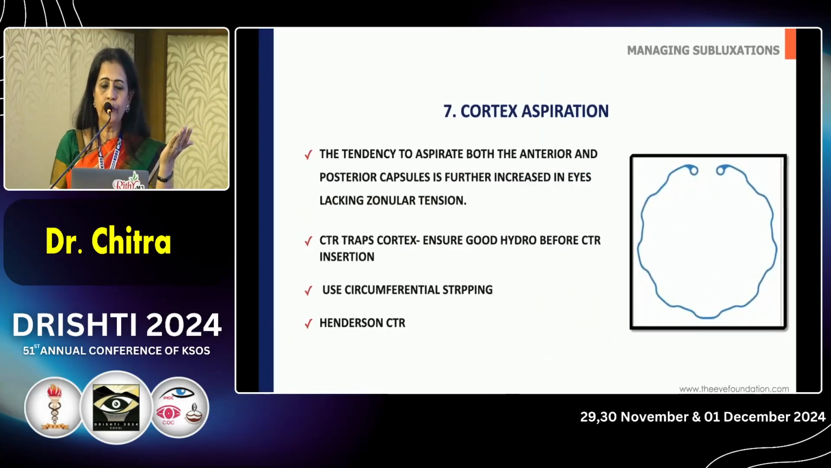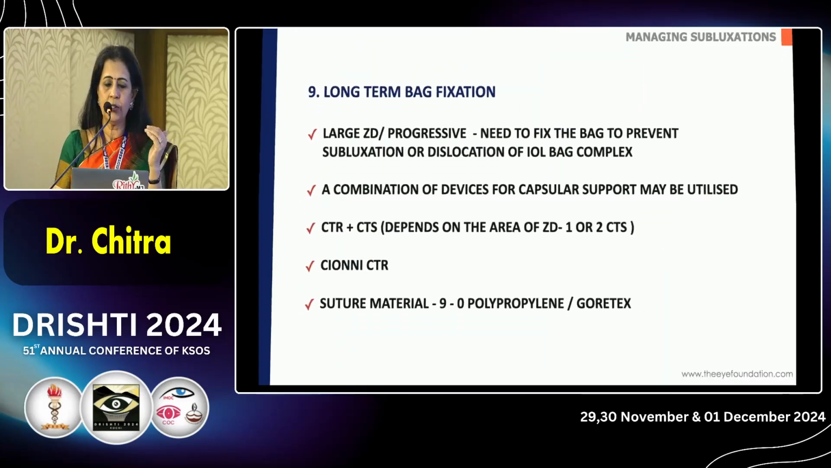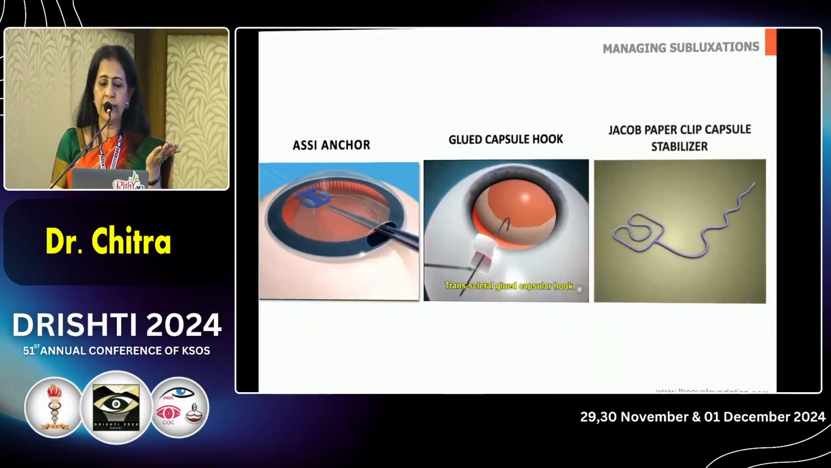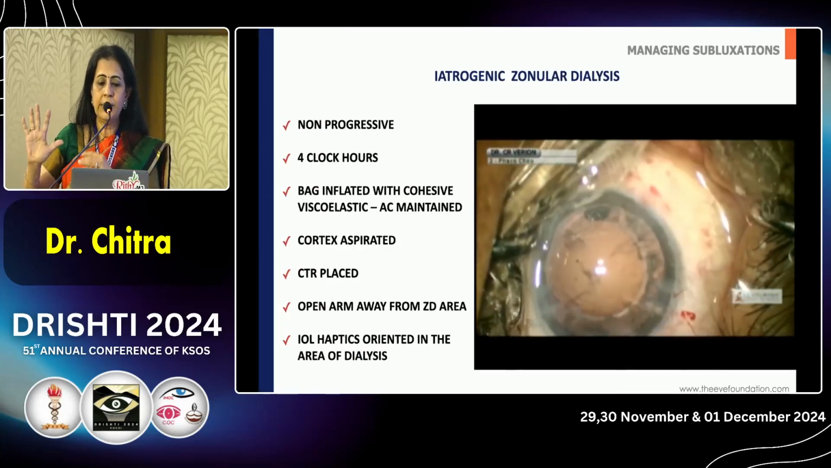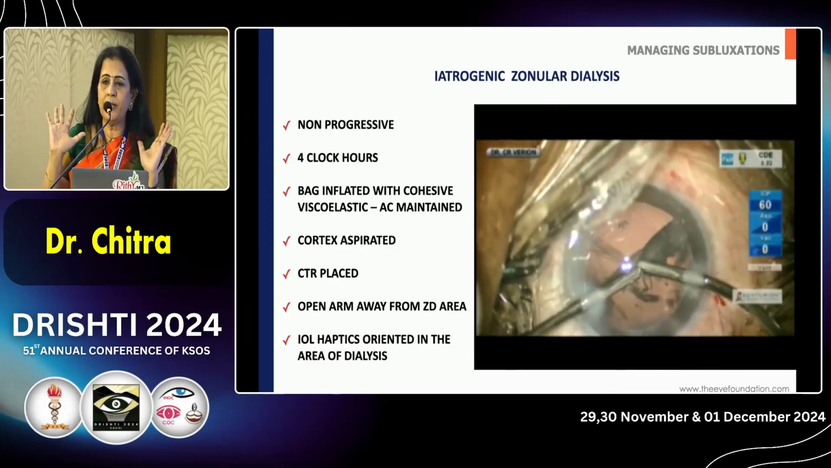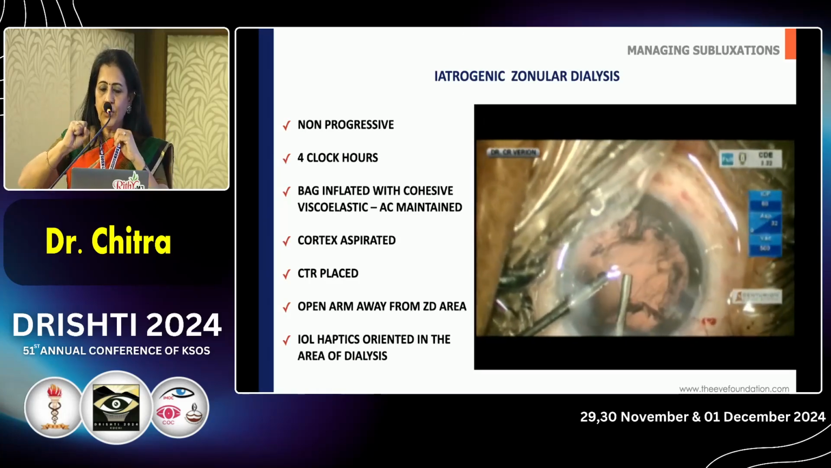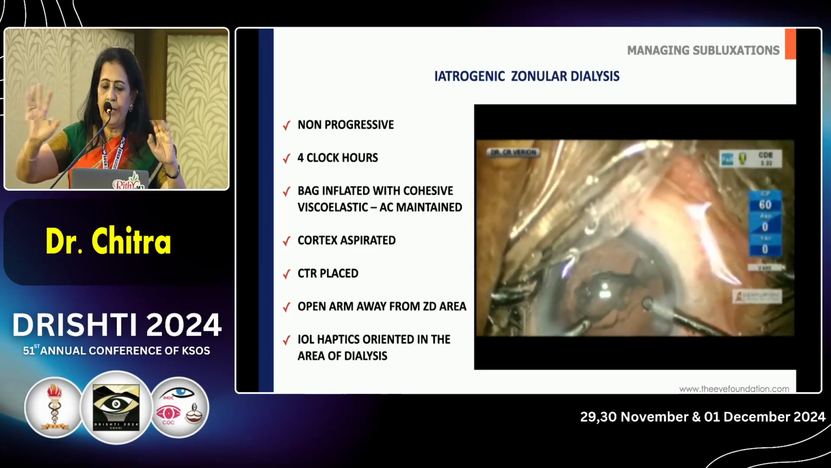And going further, I'm actually going to take you all to the surgeries because these are very relevant things, but paucity of time. Now, this is a case in which things were going good. Suddenly, there's an iatrogenic dialysis. So, inject viscoelastic, deepen the anterior chamber.